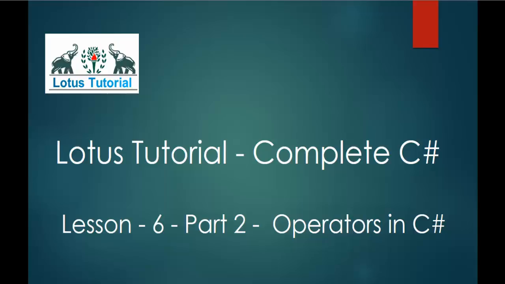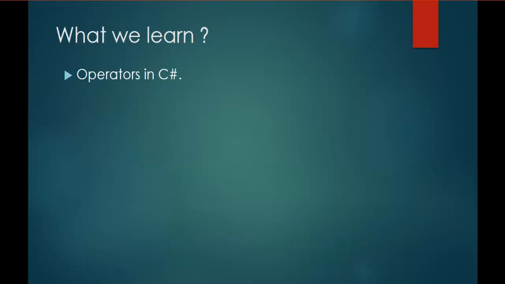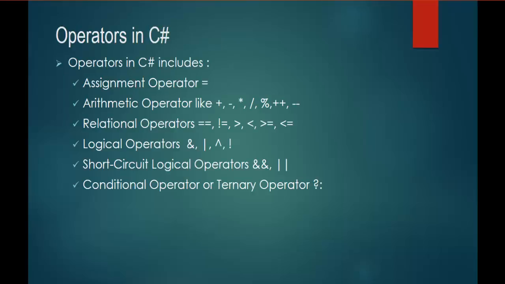Hello, welcome to Lotus tutorial, complete C Sharp, lesson 6, part 2, operators in C Sharp. In this session, we are going to learn about the operators in C Sharp. In the last session, we learned about the first three operators, and right now we are going to concentrate on the rest of them. They are logical, short circuit, and the conditional operator.